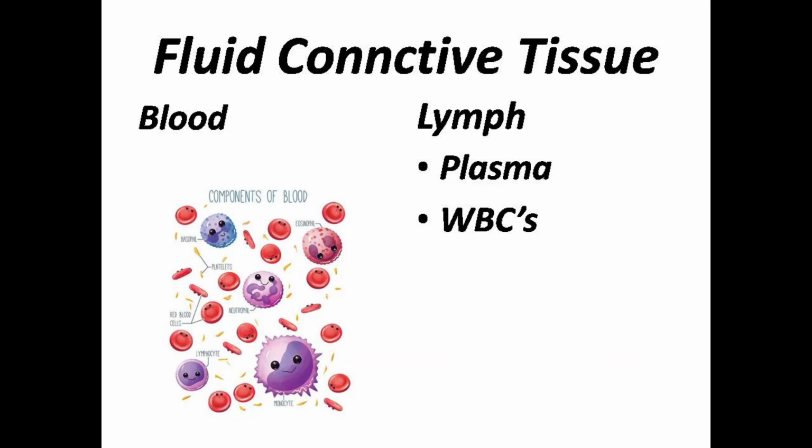It transports nutrients and waste material. RBCs carry oxygen to the tissue. WBCs provide protection from disease-causing microorganisms, while platelets help in blood clotting. On the other hand, lymph is a pale yellow fluid that consists of plasma and white blood cells. It lacks RBCs and platelets. It flows in the lymph vessels and protects the body from infections.